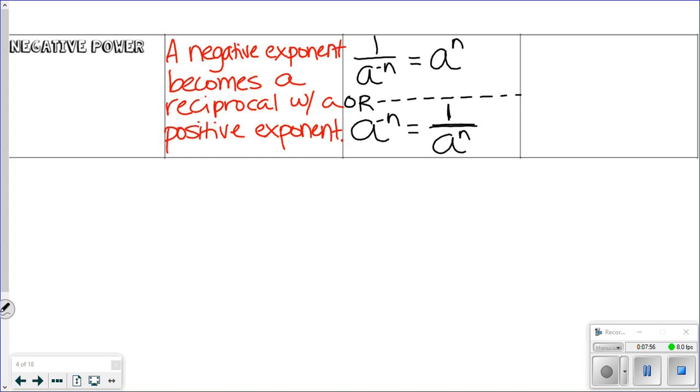Okay, so let's do some examples here. If I have 5 to the negative 2nd power, I cannot have a negative, and it's currently in the numerator, it's in the top, so I need to move it to the bottom and make it positive.